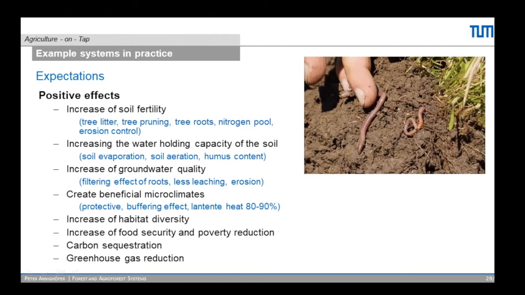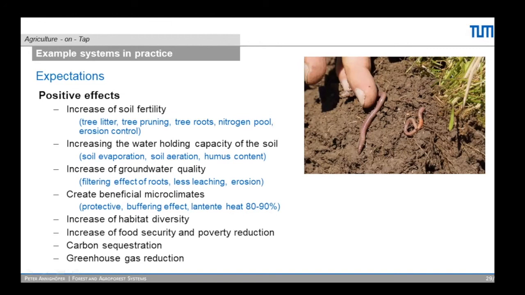And the hope is, through these activities, that the external input and energy that has to be invested in the systems can also be reduced. So in view of fertilizers, in view of irrigation, etc. And the hope is then that this might also make the groundwater that comes from these systems of higher quality. So less leaching effects, less erosion, and the filtering effects we get from the woody components that are there permanently with live roots.